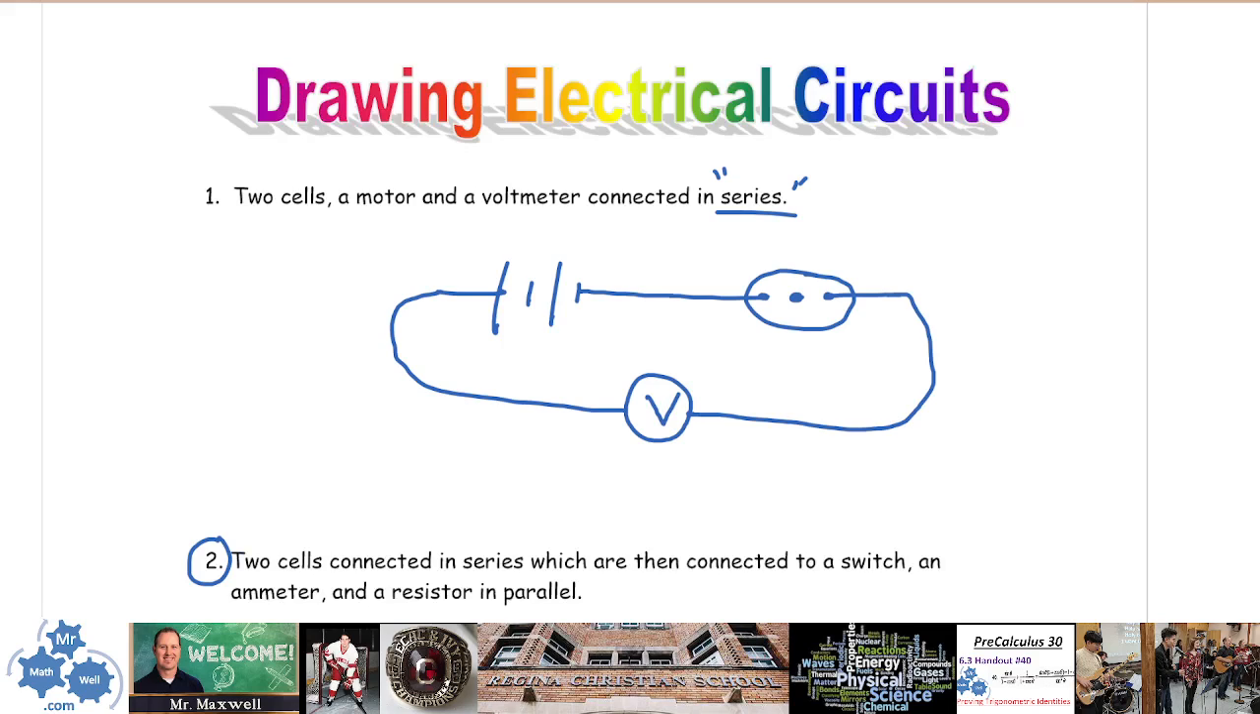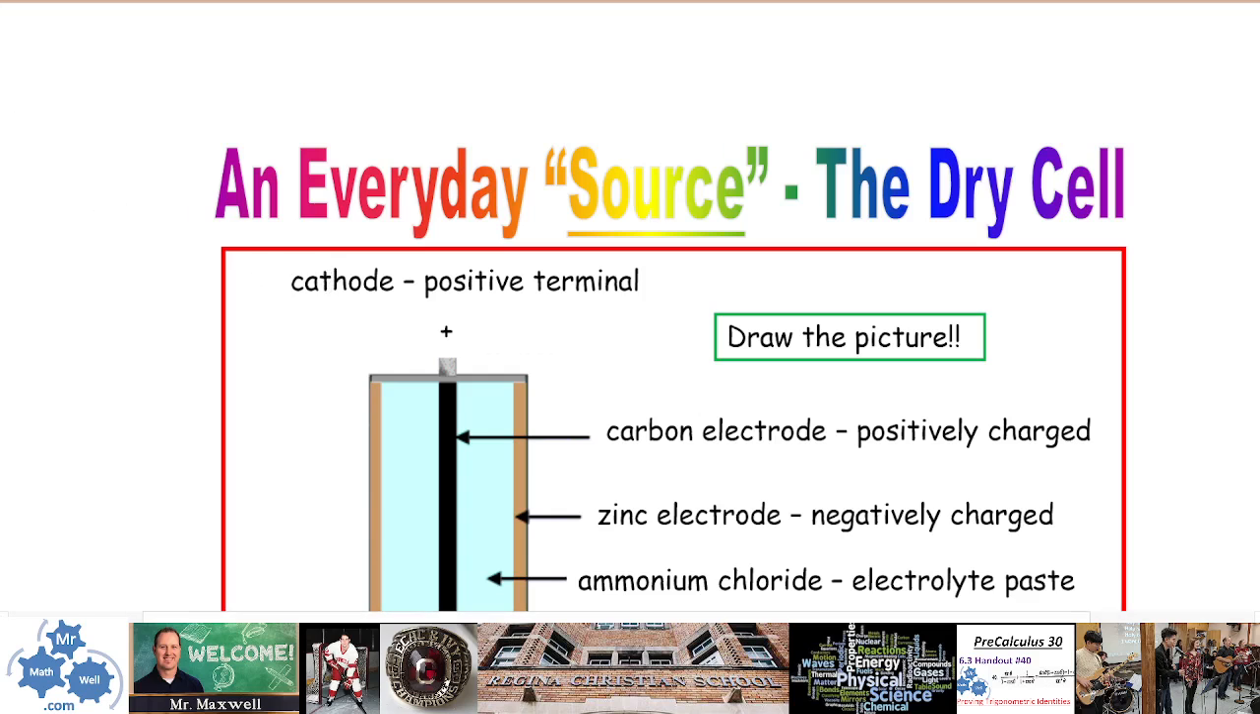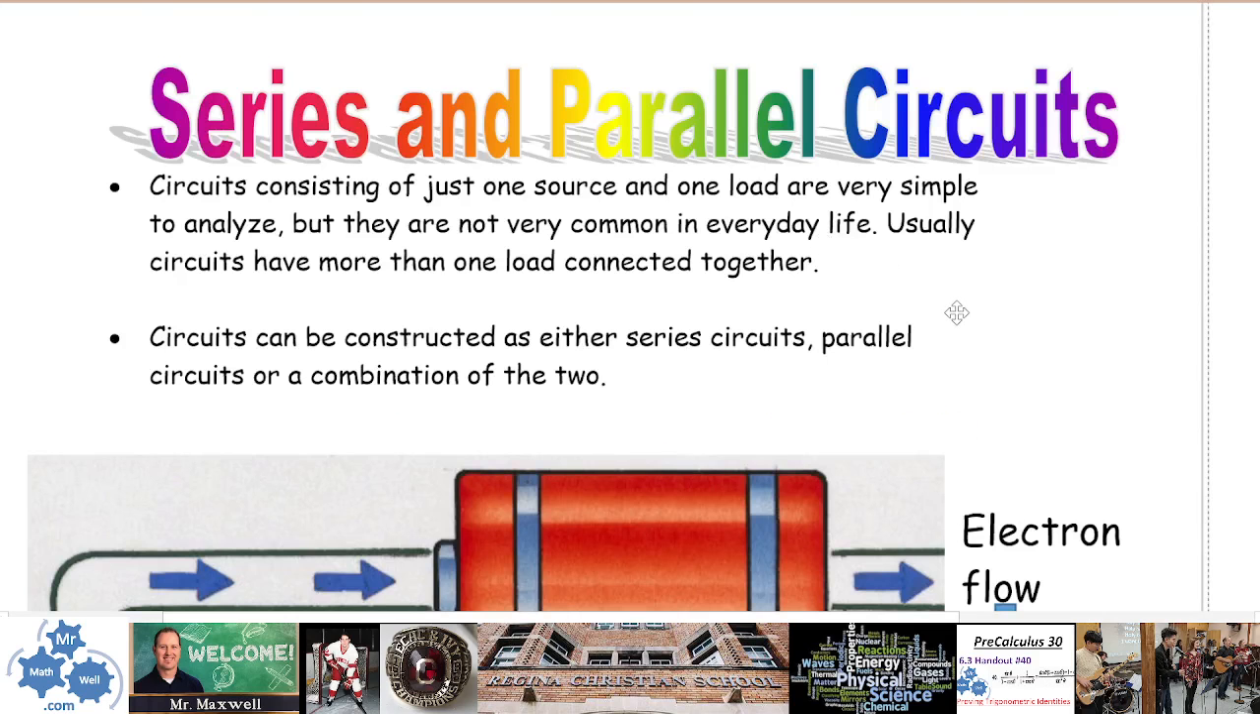But when we talk about series, and we mentioned this the other day, all the things are kind of in a row, right? And they're in a big kind of circle. That's called series, and we're going to talk a little bit more about all that here today. So, circuits consisting of just one source and one load are very simple to analyze. So if we have one source, like a battery, and one load, like a little lamp, little light bulb, they're really easy to analyze, but they're also not very common in everyday life. Usually circuits have more than one load connected together.